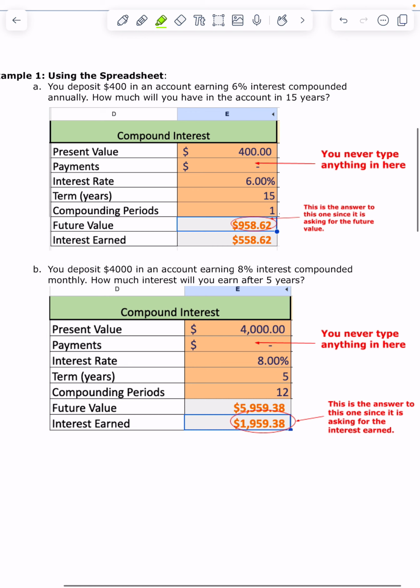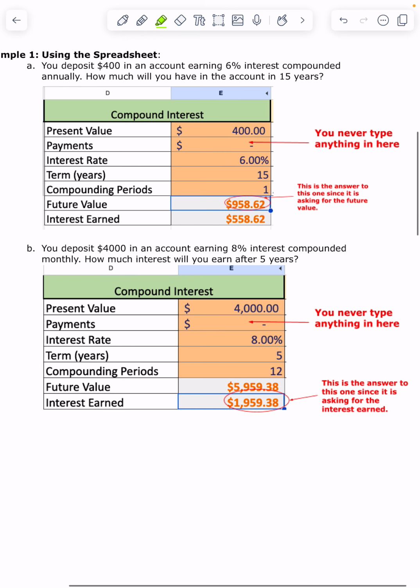All right, so for example number 1, part A, you deposit $400 in an account earning 6% interest compounded annually. How much will you have in the account in 15 years? So I'm just going to highlight all the important information here, and it's annually. So since I am trying to find future value, I can go ahead and just put these numbers in the spreadsheet, and it's going to tell me that the future value, or how much I'm going to have after 15 years, is the $958.62.